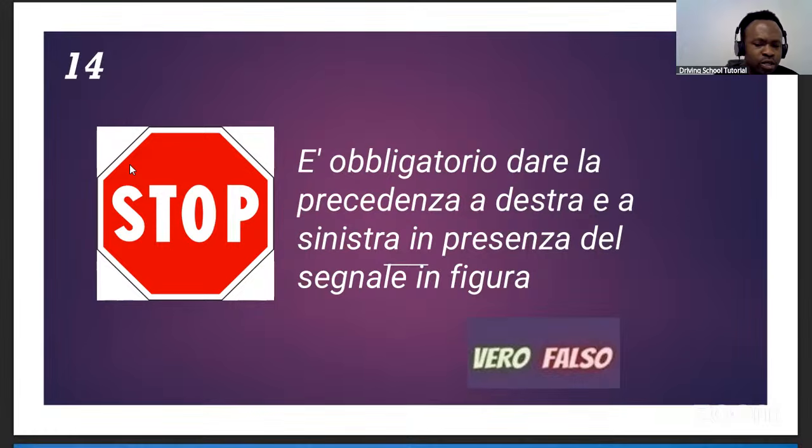What is our response to this question number 14? Our question number 4 of today.